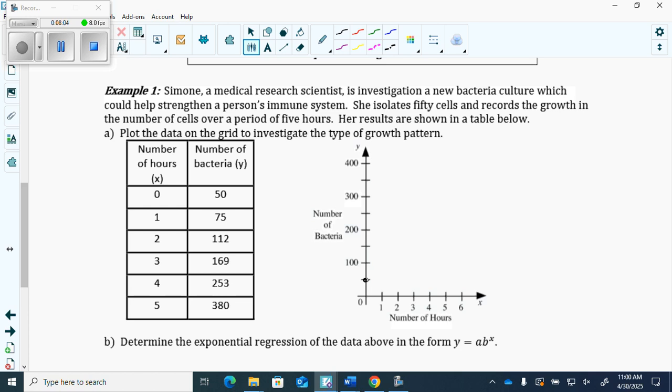So 0 and 50, 1 and 75, 2 and 169, 3 and... what did I do? Something's off. 2 and 112. I skipped one. 2 and 112, sorry. 3 and 169. 4 and 253. So it's growing faster, correct? It's exponential growth. And 5 and 380.